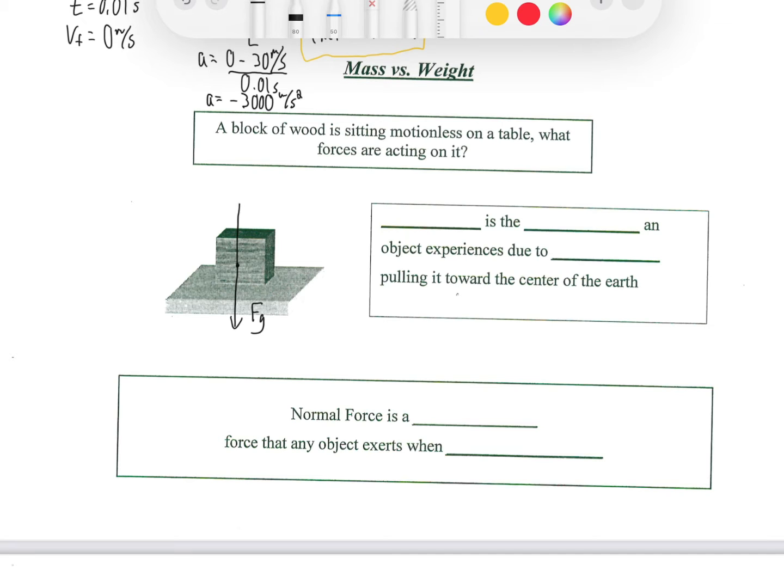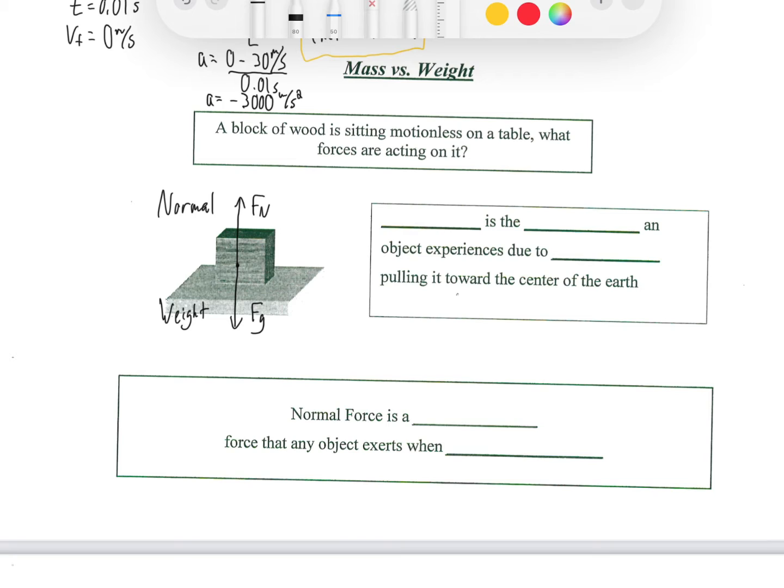Then upwards, we are going to have this other force, because if it's just the one force pulling down, then it would go through the table, so we need another force pushing up. And this is going to be the force of the table pushing up on the block, which we call the normal force, which we can write as Fn. So this first one down here, call weight. Up here is the normal force.